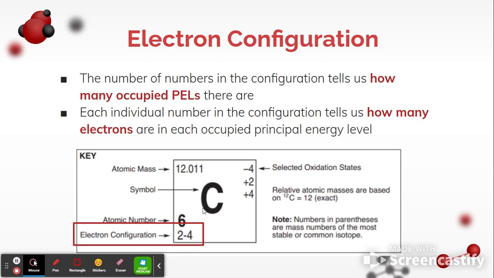And in this case, based on what we've just discussed, there are 2 electrons in the first principal energy level of carbon, with 4 electrons in the second principal energy level of carbon.